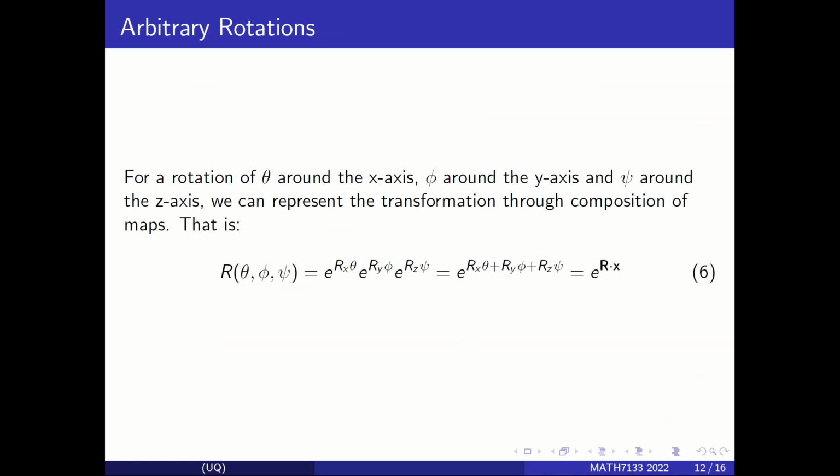Yes. Suppose we want to find the matrix which describes rotation around the x-axis by theta, the y-axis by phi, and the z-axis by psi. By composition of maps, we simply multiply the three matrices together. And by the nice properties of exponentials, we can just add the exponents together. You can even define a vector of generators and a vector of angles and represent the rotation matrix by the exponentiation of the dot product between the two.